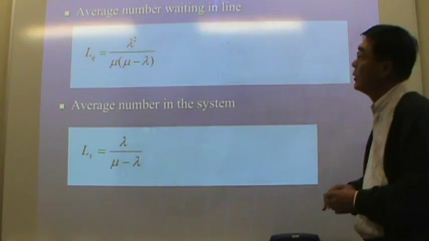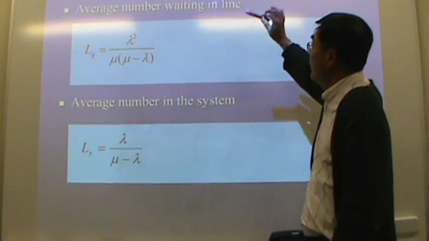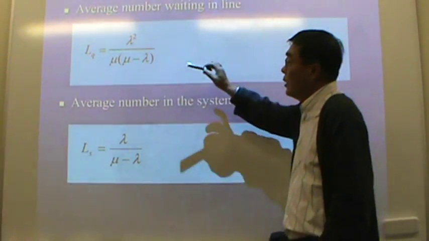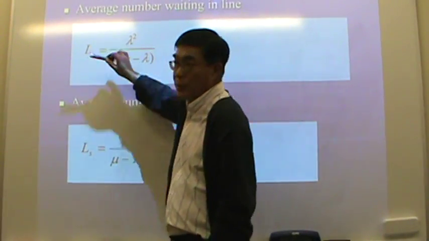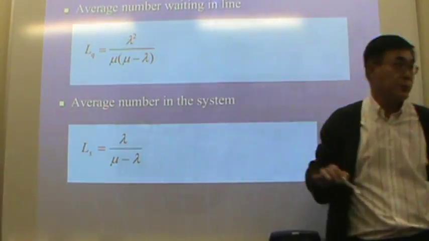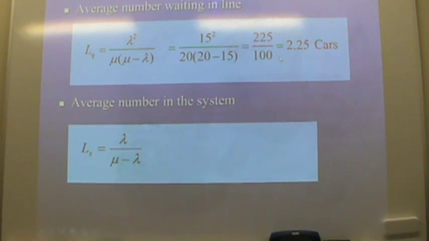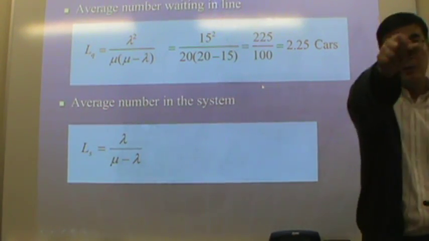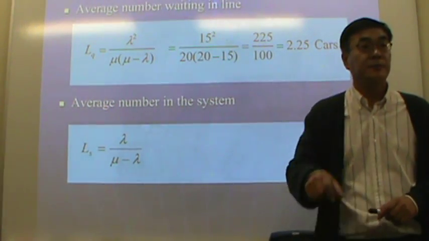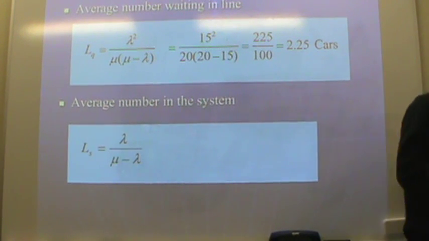Then we can get the average number waiting in line, Lq, length of queue, how many customers in queue. Lambda squared over mu times mu minus lambda, just plug in. Then on average 2.25 cars or customers in the waiting line.